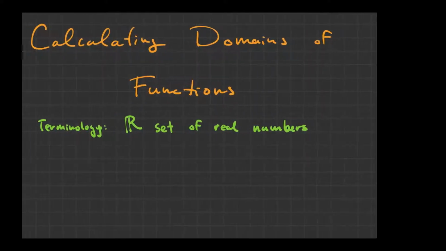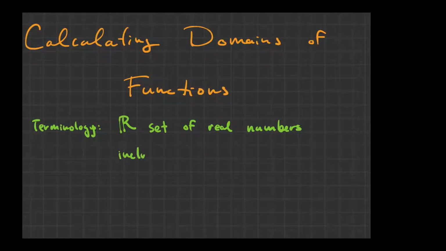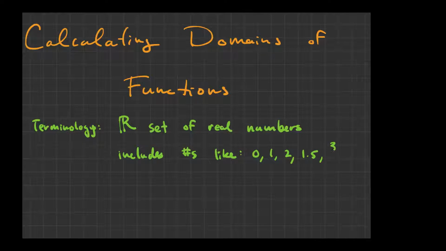So that includes numbers like 0. Okay, 0 is a real number. 1, 2 is a real number. 1.5, right? Some decimals. It includes all fractions. 3/7. Okay. It includes negative fractions too. So let's call it maybe negative 18/19.